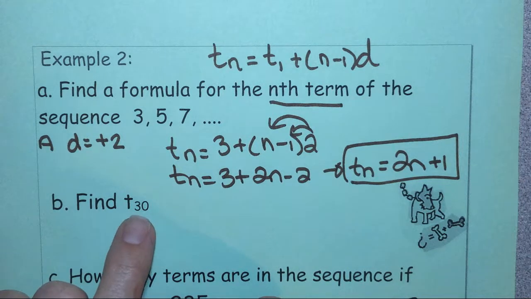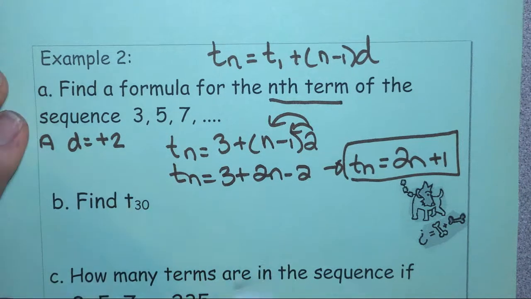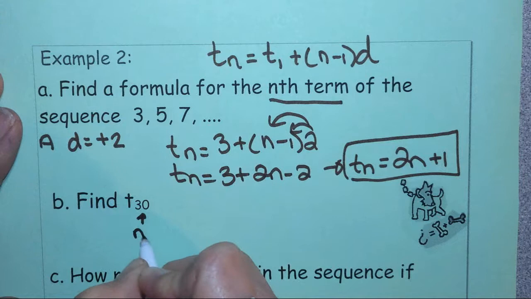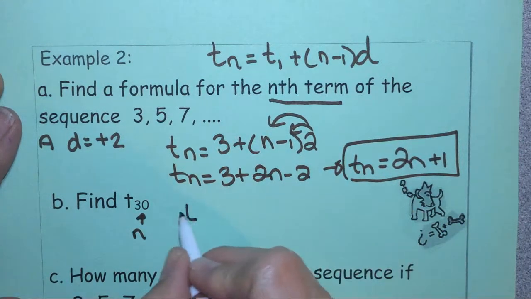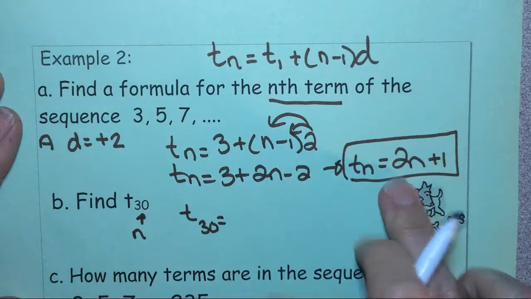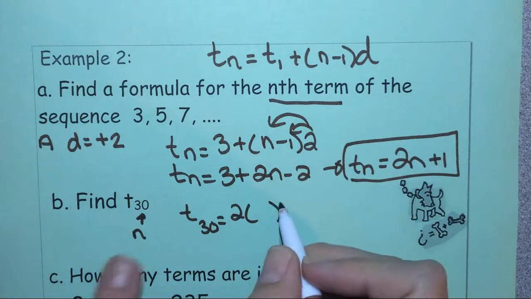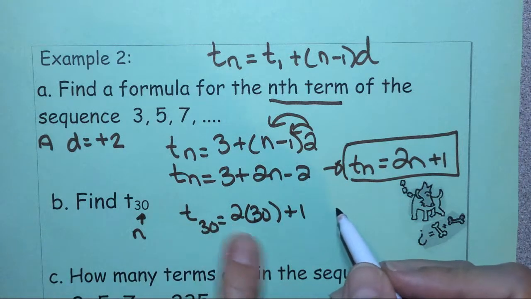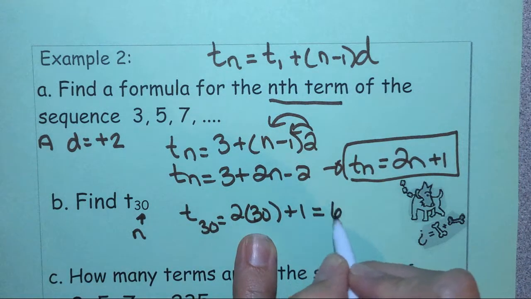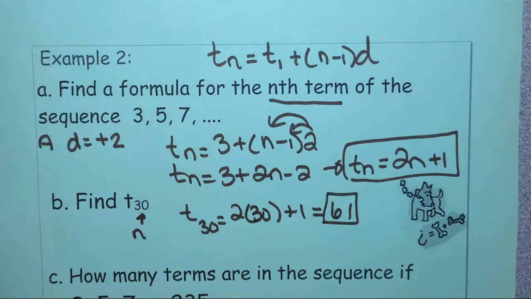This little number down here tells me what term. That means n equals 30. So this tiny number down here is your n. I have an equation that I can use to solve. So the 30th term equals 2 times n, my n is 30, plus 1. Well, 2 times 30 is 60, plus 1 is 61.